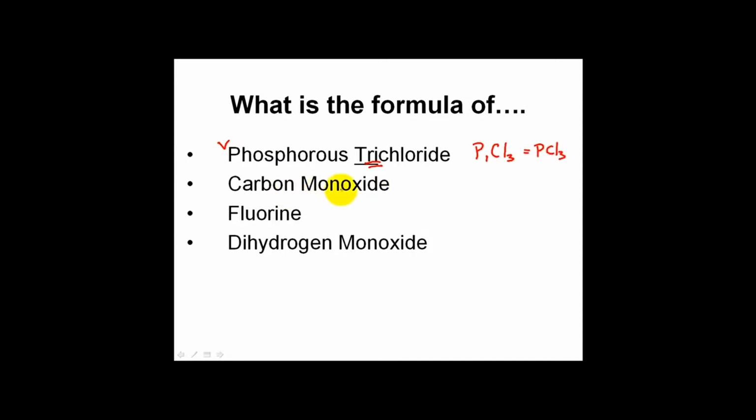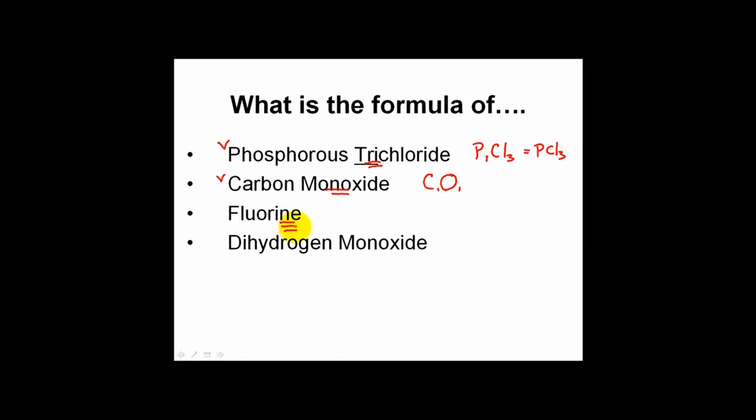Carbon monoxide is one we already seen before. We have carbon and oxygen, and we have a mono in front of the oxygen, meaning C1O1. Once again, there's no prefix in front of carbon, so that means the prefix is actually 1, because otherwise a prefix would be mentioned.